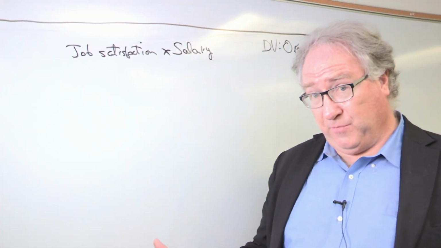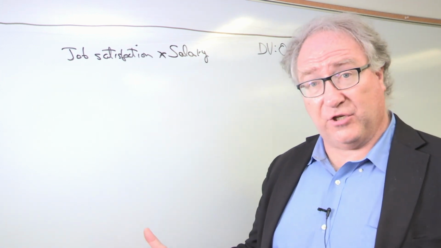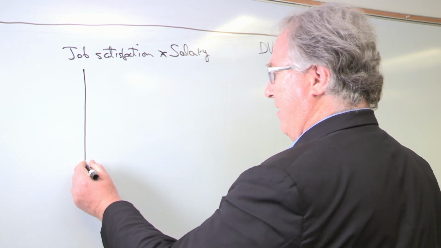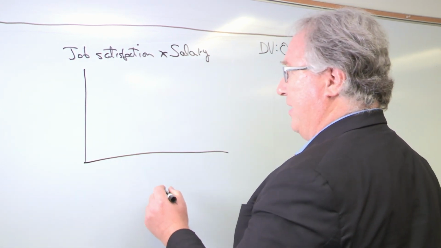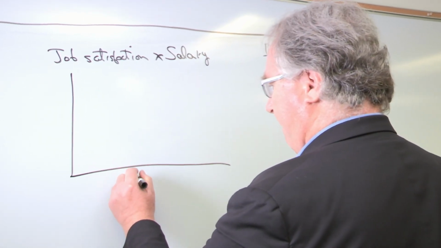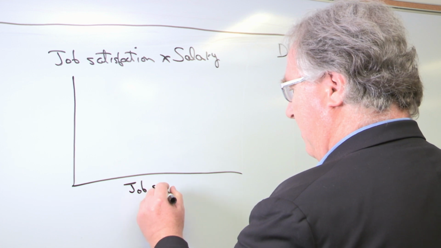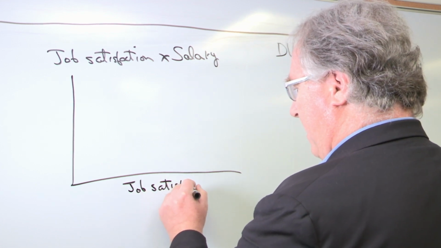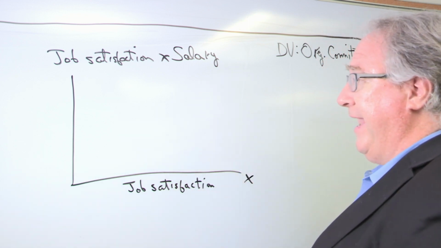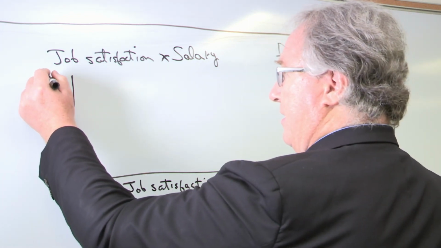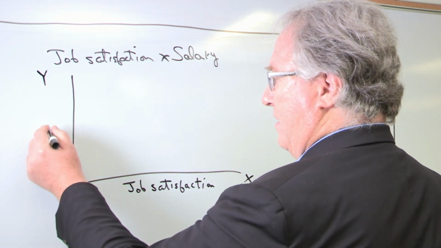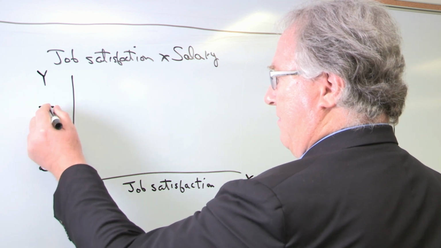And I've depicted this before with an interaction graph, and so let's just take a quick look at what that might look like. And so here we have our focal predictor, job satisfaction, which goes on the x-axis here. And then on our y-axis, we have organizational commitment.